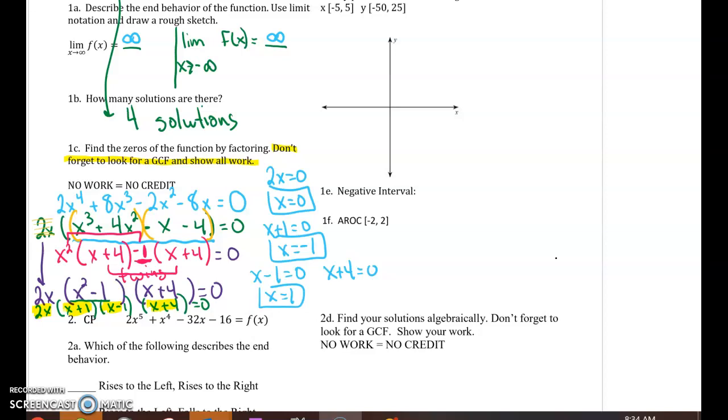So setting my final factor equal to 0, x plus 4 equals 0, I'm going to bring the 4 over by subtracting, and now I have my 4 solutions: x equals 0, -1, 1, and -4.